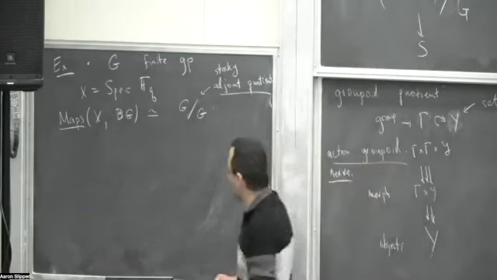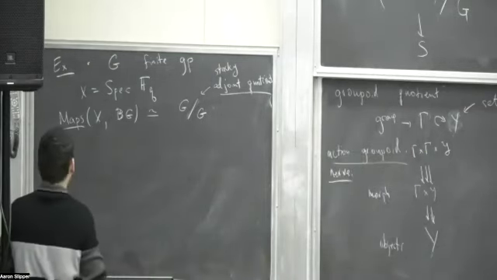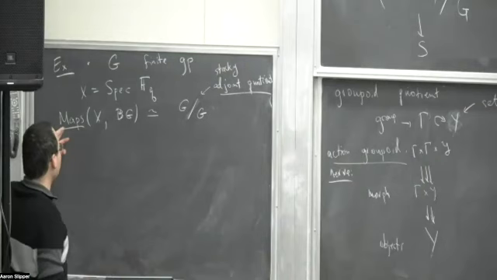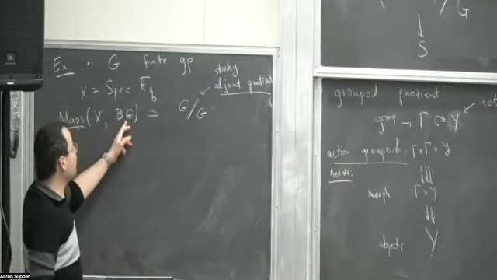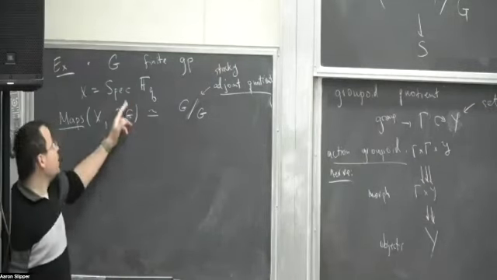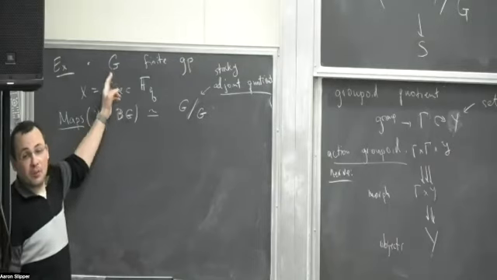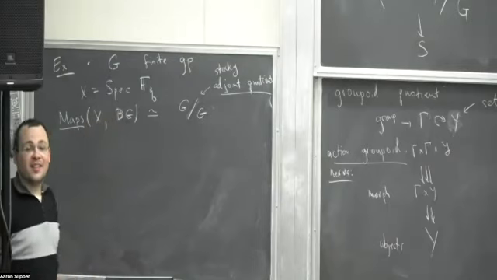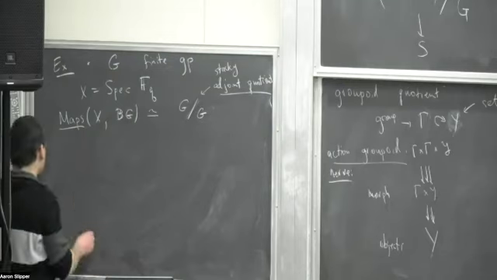And so anyway, this is what you get from this. Naively, you would have expected just BG, the classifying groupoid quotient of point mod G, but that's not what happens. This is kind of one point of subtlety.